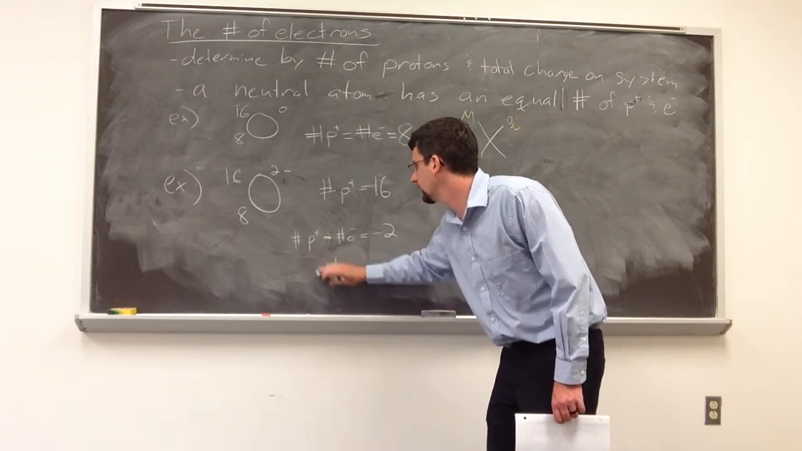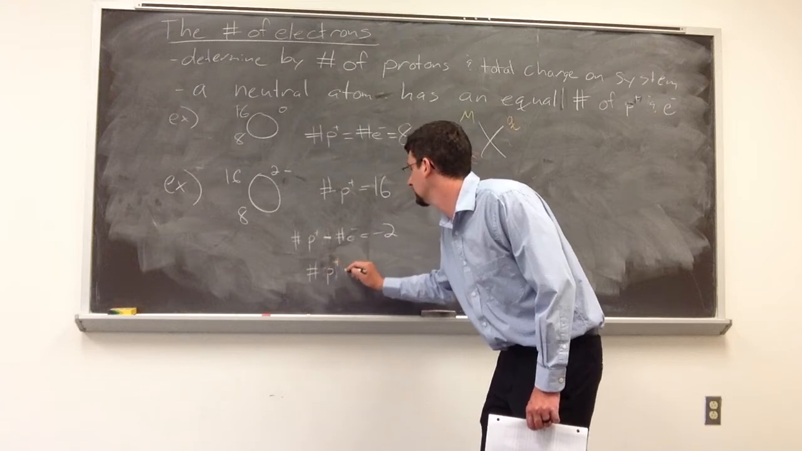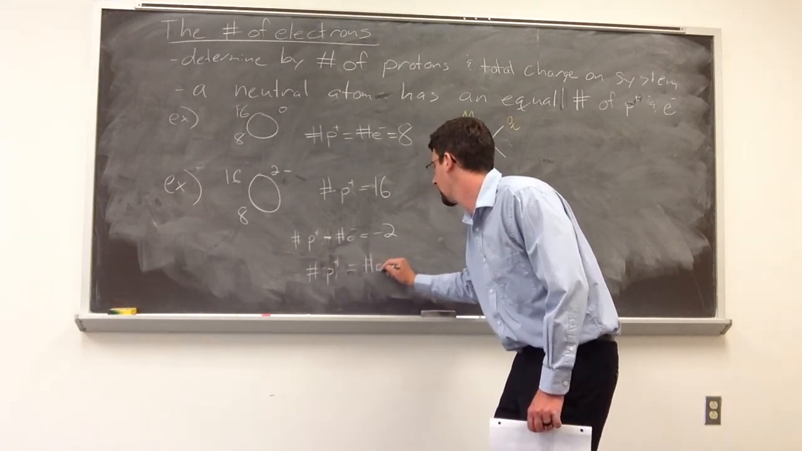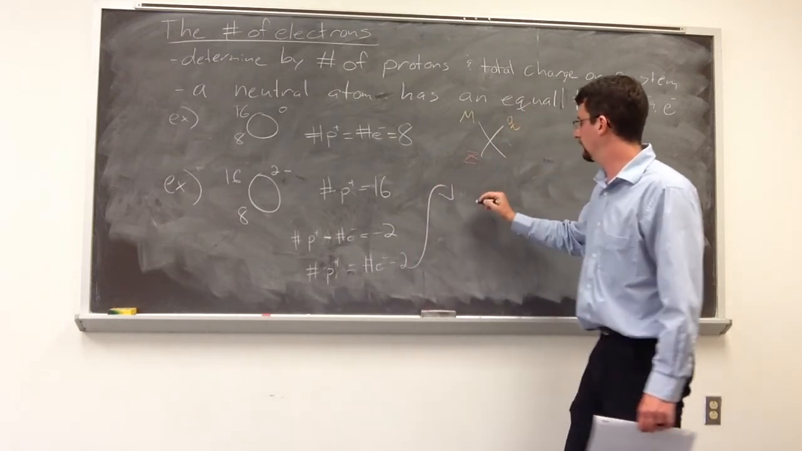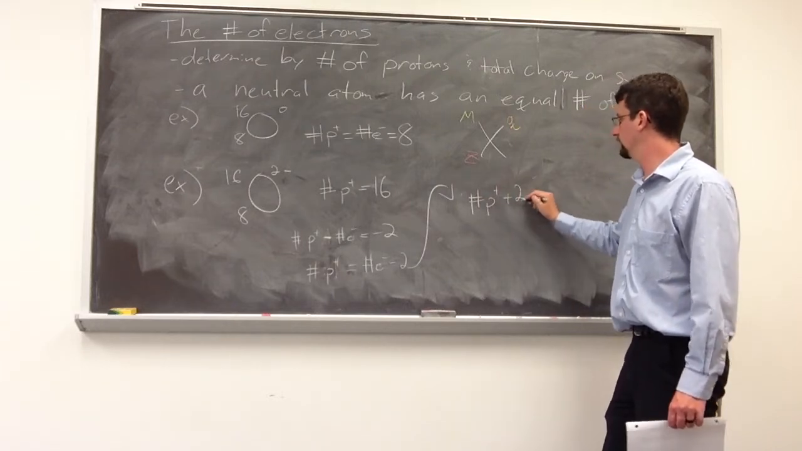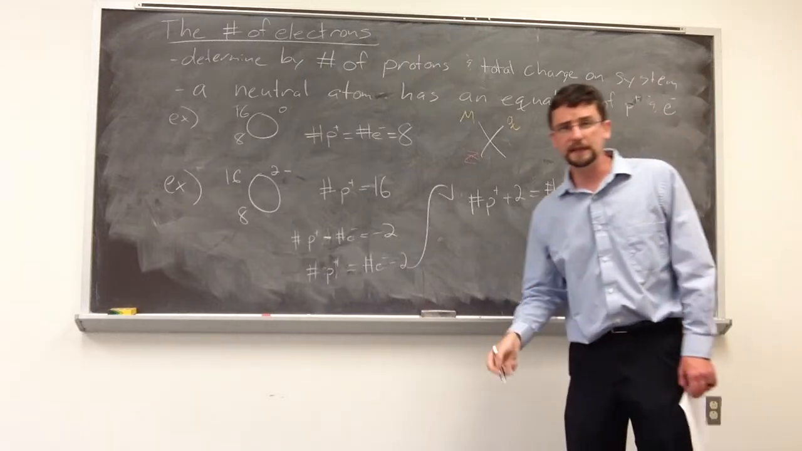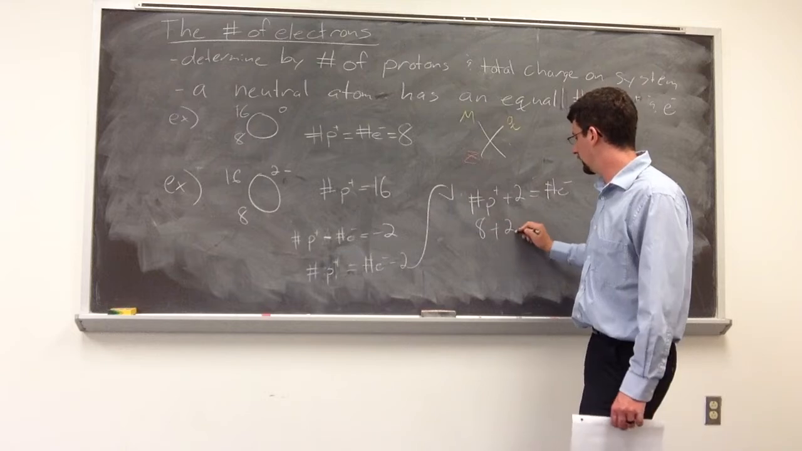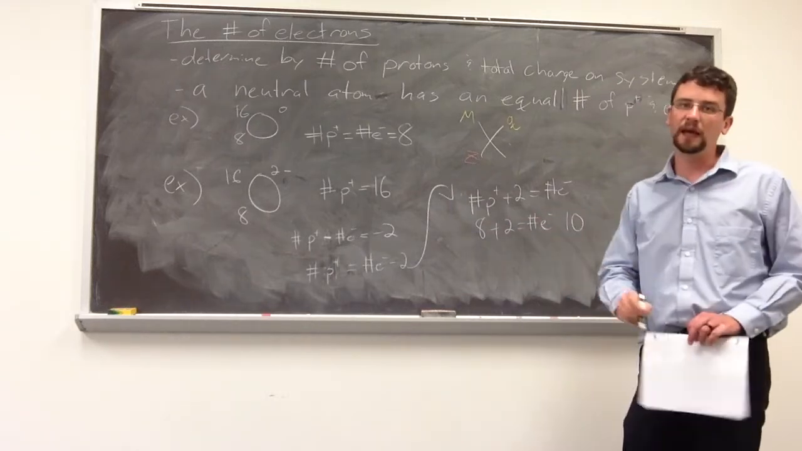There we go. So let's manipulate that through. We're going to move this one over to the other side. So we got number of protons is equal to number of electrons -2. Let's move that -2 over. We end up with number of protons plus 2 is equal to number of electrons. The nice thing is we know the number of protons. That number is 8. We have to add our 2. Therefore, our number of electrons in this system is 10.